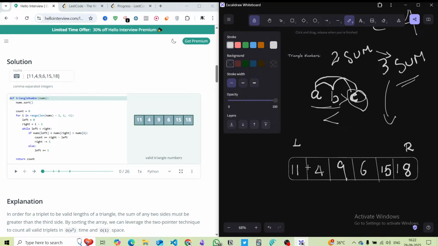So here what we are going to do is we just iterate I. So now I is here. Just add these two, 11 and then 18. Check whether it's greater than I or not. If it's greater, just count it, right minus left. If it's not greater, just lower the right pointer, or else increment the left pointer. So I think this will be the solution. I think we already solved this one.